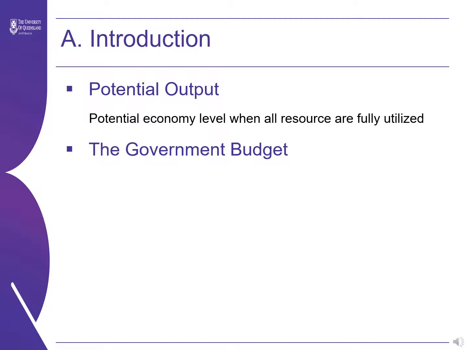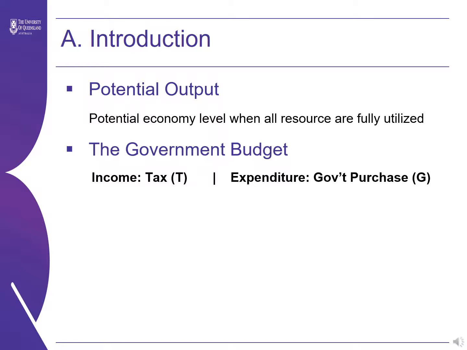Like an individual budget, there is a government budget that has two parts, income and expenditure. Government income is tax revenue and expenditure is government purchases. When tax revenue exceeds government expenditure, there is a surplus. And when tax revenue is less than government expenditure, there is a deficit budget. So, running a deficit means increasing government expenditure by increasing government spending and decreasing tax. Running a surplus budget is just the opposite.